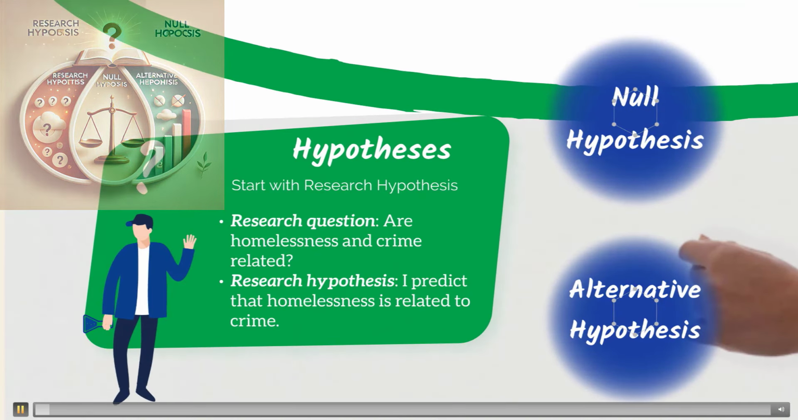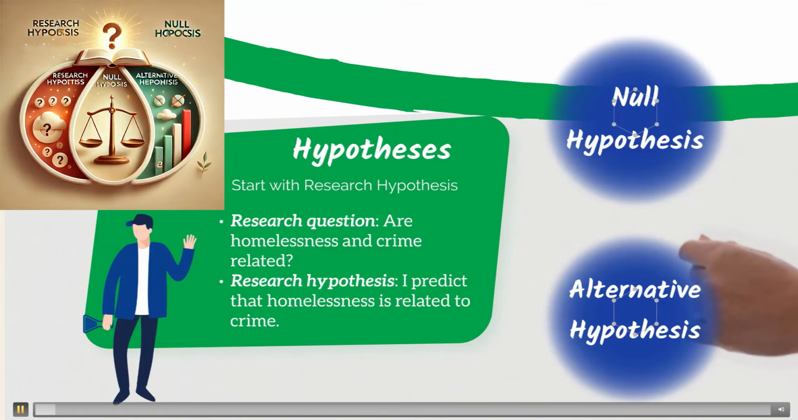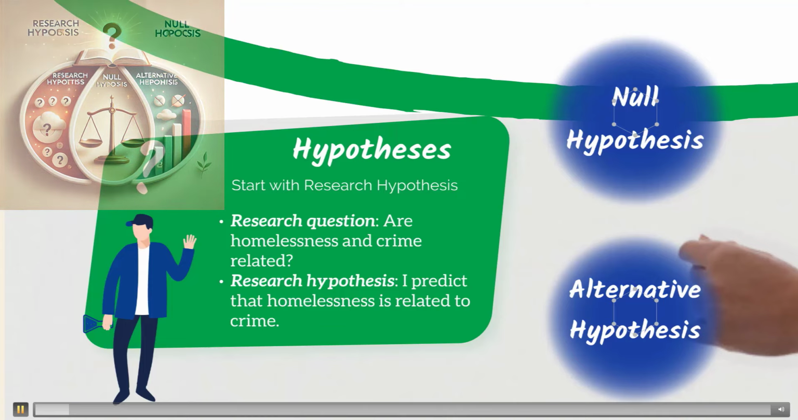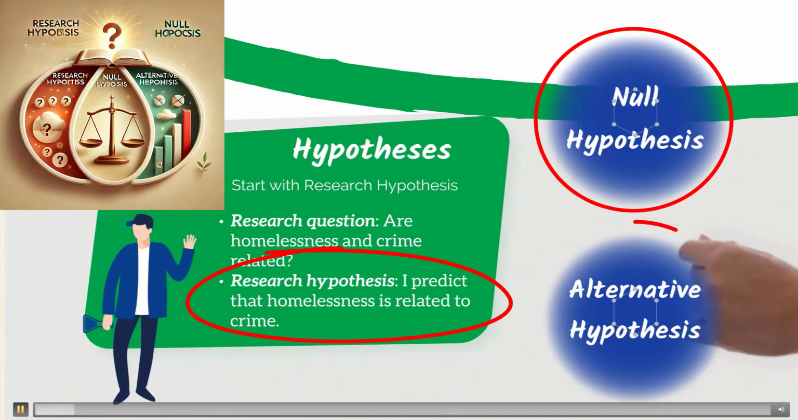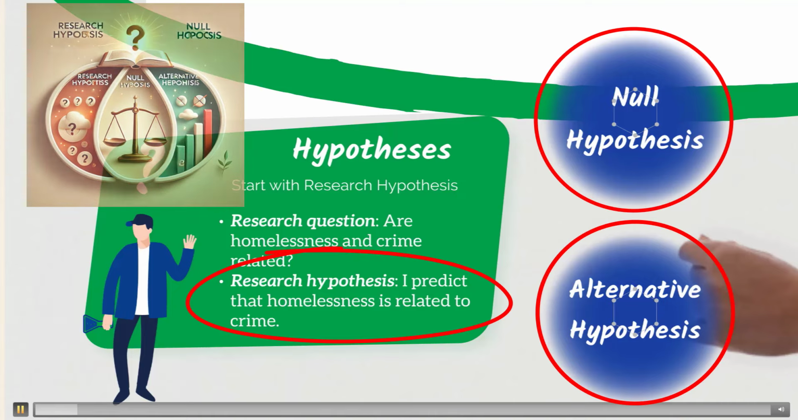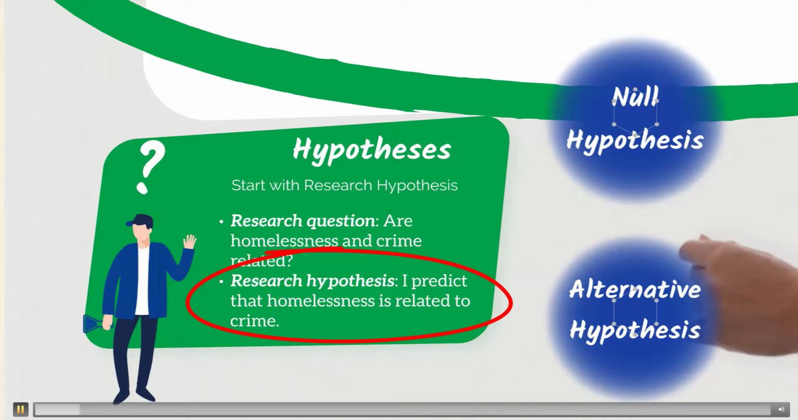Hypotheses are specific statements about the relationship between two or more variables and are derived from more general theories. They demonstrate an educated guess about the relationship or differences between variables in scientific research. There are three types of hypotheses: research hypotheses, null hypothesis, and alternative hypothesis. A research hypothesis states an expected relationship between variables in positive terms.